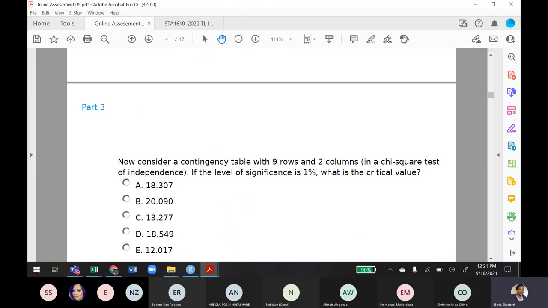Now consider a contingency table with 9 rows and 2 columns. So we already did that. If we need to find the degrees of freedom, we know that is 8. In a chi-square test of independence, if the level of significance is 1%, what would be the critical value? So alpha of 0.01. It means you need to go to the table and look for the degrees of freedom of 8 and alpha of 0.01. Where they both meet, that value will be your critical value.